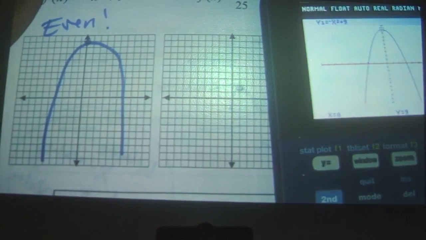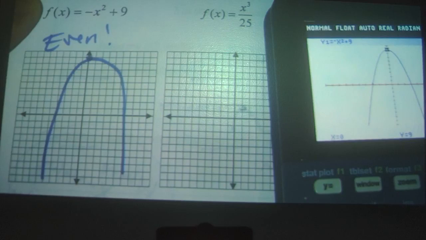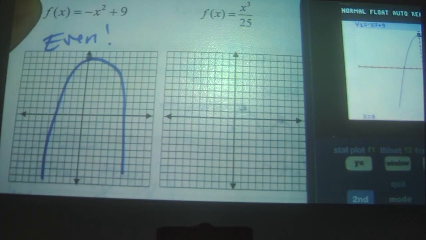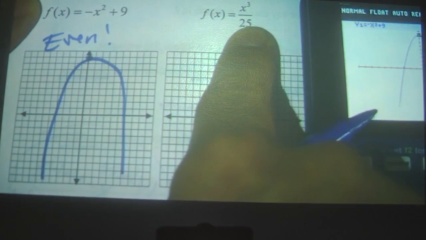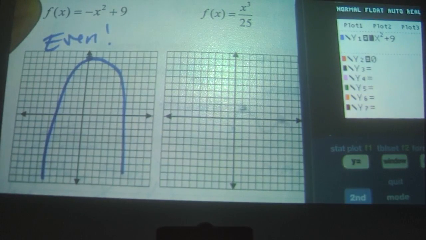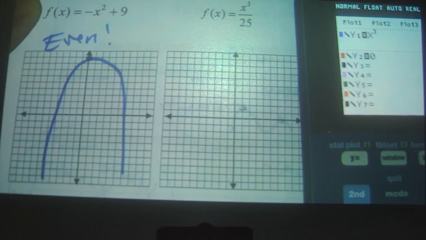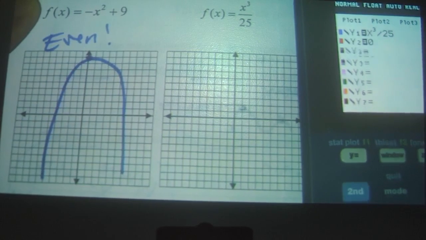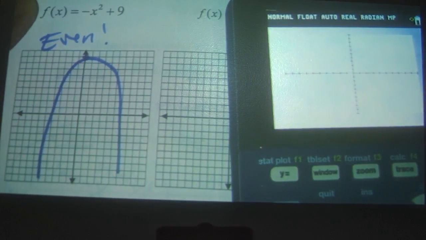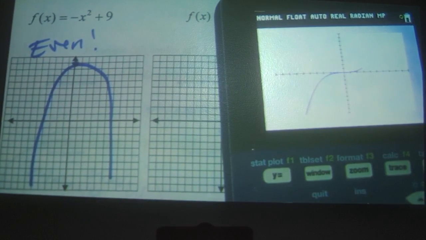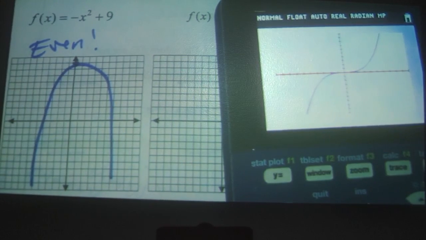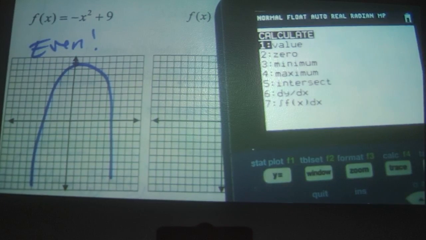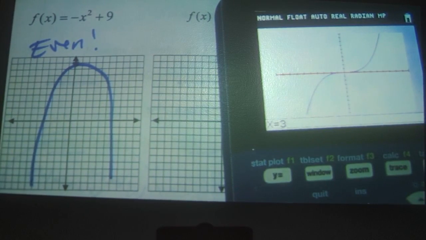I'm just graphing these real quick so we can get you guys off Zoom. Same thing with this one. This is potentially an odd. I have x cubed over 25. So I graph it. I have x raised to the third, and then divided by 25. So I graph that. And I'm just going through this quick. And yep, that definitely looks like it's symmetric to the origin. If I want to verify, I could go second trace value. I could plug in 3 and see what I get, or plug in 5.